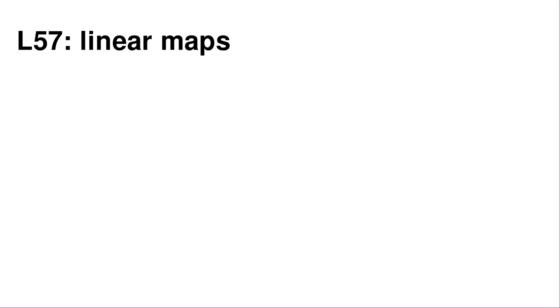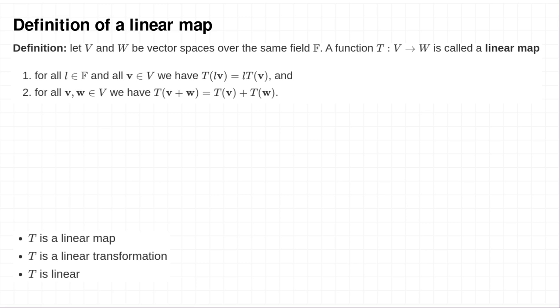That means when we study maps between vector spaces, we should be interested in the maps which somehow respect their vector space structure. In other words, which behave nicely in some sense with respect to their additions and scalar multiplications. Those maps are called linear maps. Here's the definition of a linear map.